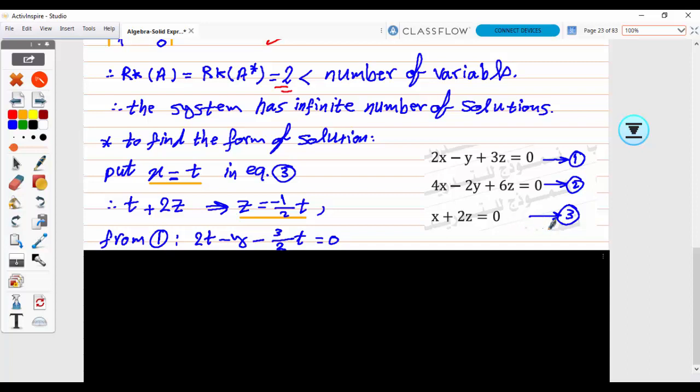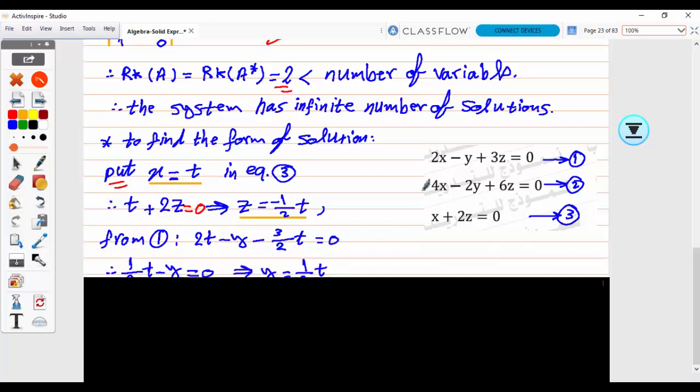We choose equation 3, it is simple, and put x equals t. So put x equals t in equation 3. So we have t plus 2z equals 0. And from that you can say that z equals negative half t. Now we have the value of z, negative half t, and the value of x, it's t. Now the required is to find the value of y in terms of t.